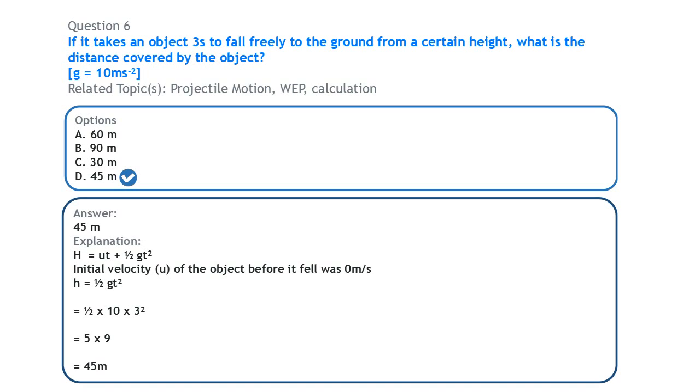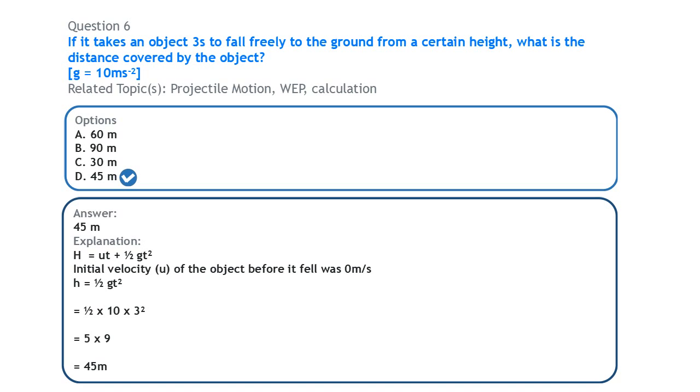Now you notice that this UT here is out. Why? Before the body began to fall, its initial velocity at that point is 0, meaning the body was at rest to begin with. So its initial velocity U is 0. If you substitute that U here, you have 0 times T, and that will be 0. So this part is out, and you are left with just half GT squared.